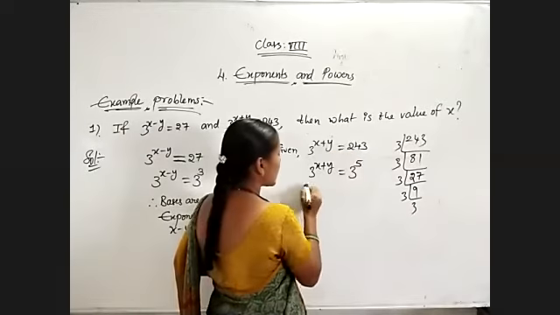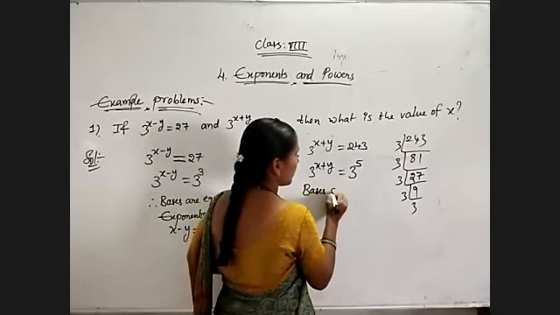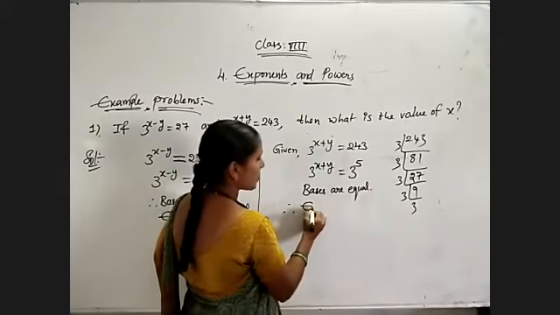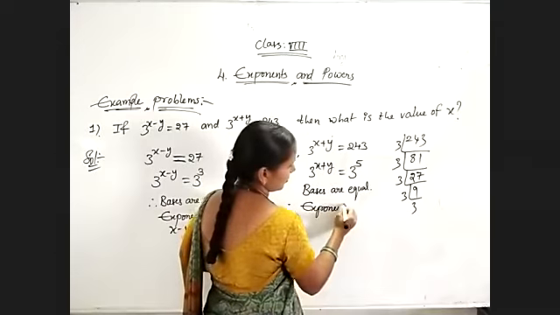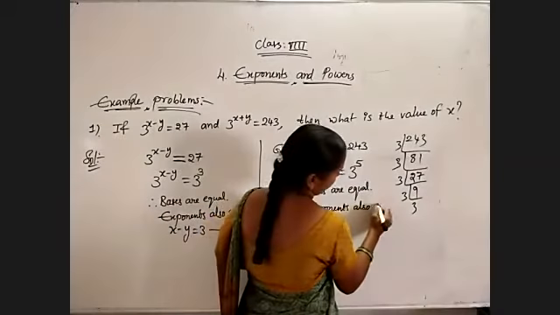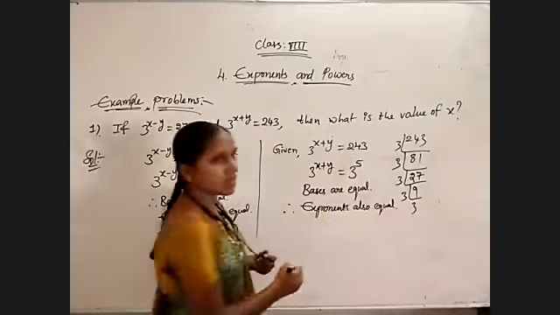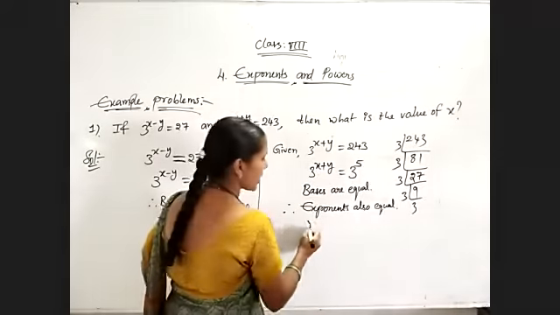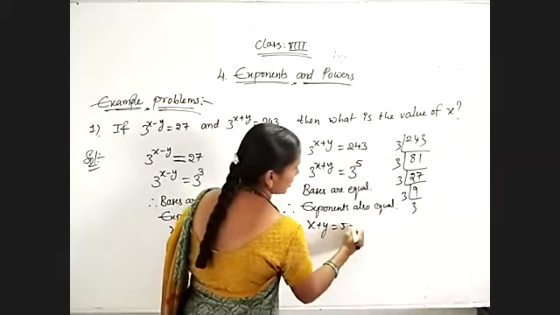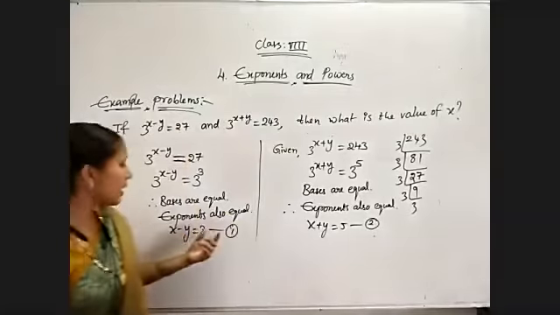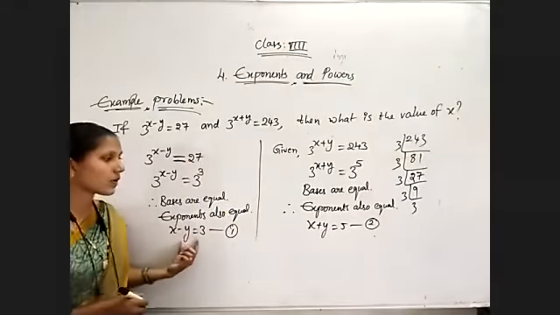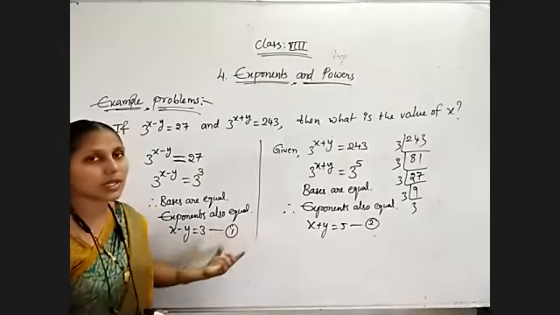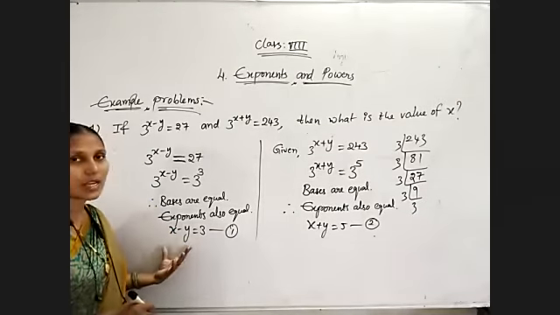Now, bases are equal, therefore exponents also equal. So what are the exponents here? x plus y and 5. So x plus y is equal to 5. Equation 2. So now we got two equations, x minus y equal to 3, x plus y is equal to 5. Simplify these two equations, then we will get the values of x and y.